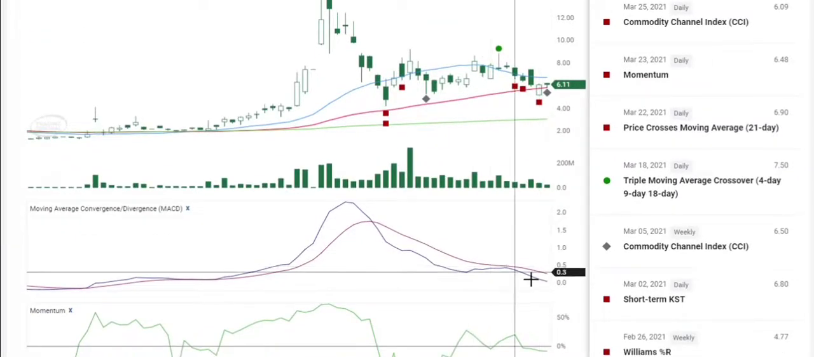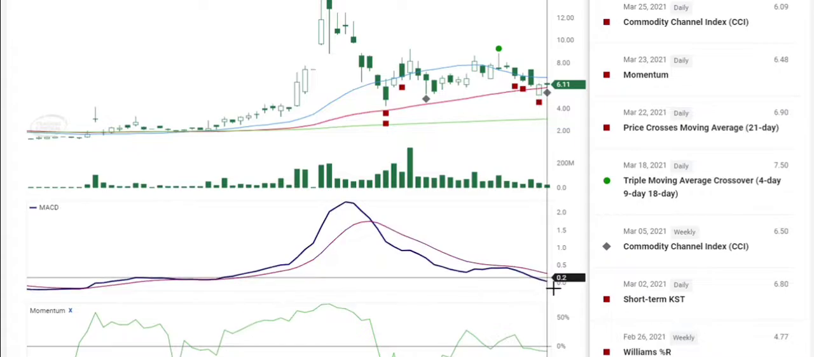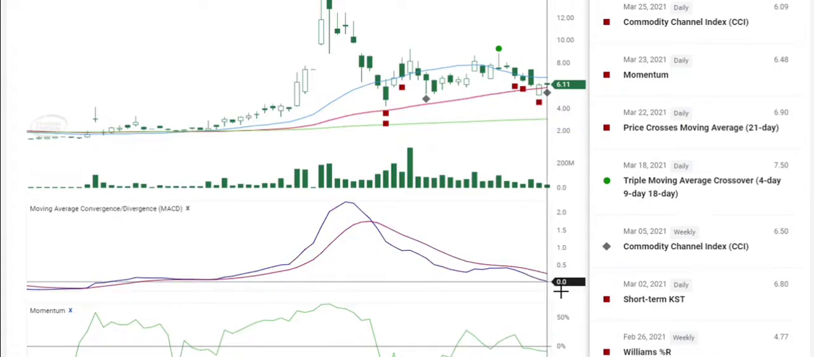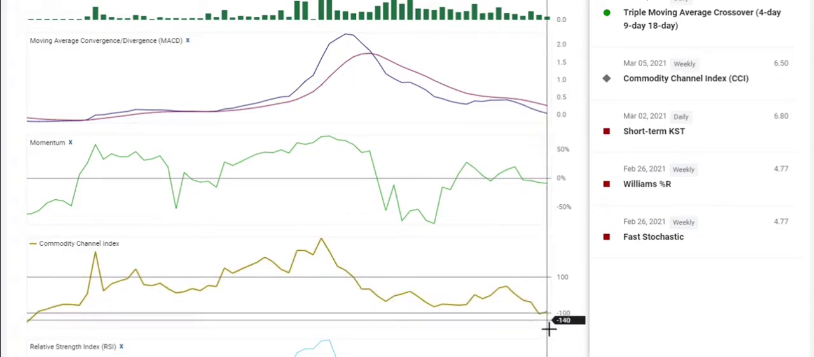The MACD is separating from the average line, so this hasn't changed yet, and it's almost at the zero line. If it drops below the zero line, this will be a sign of bearish momentum. The momentum already is below the zero line, so it's bearish. But this is the event that triggered.